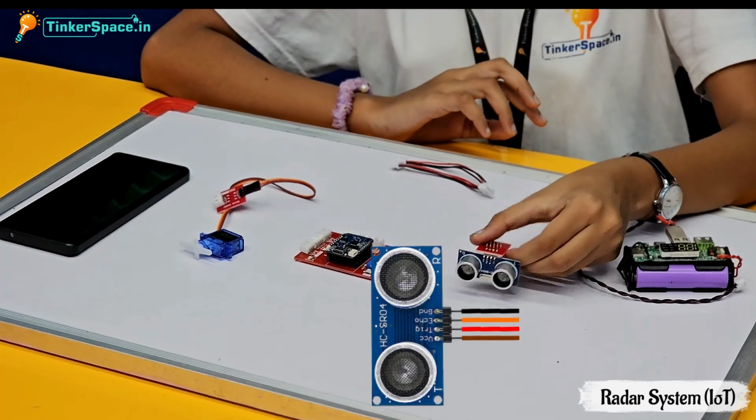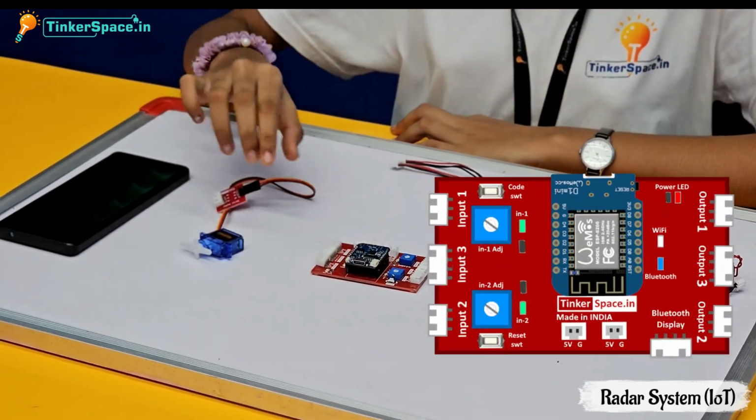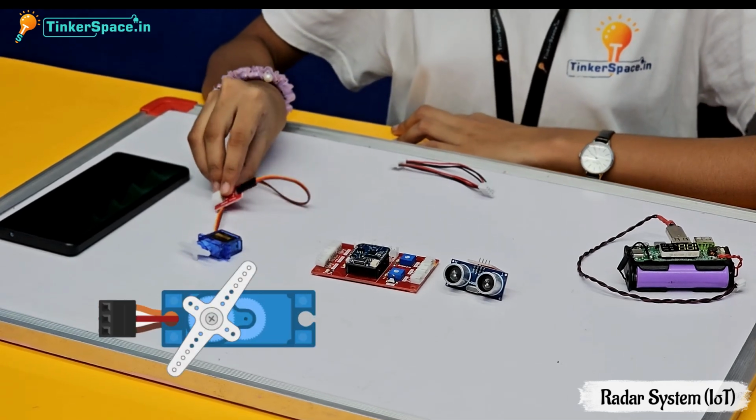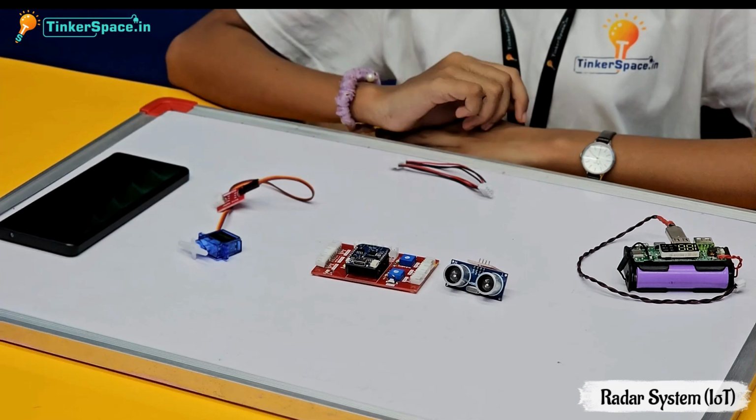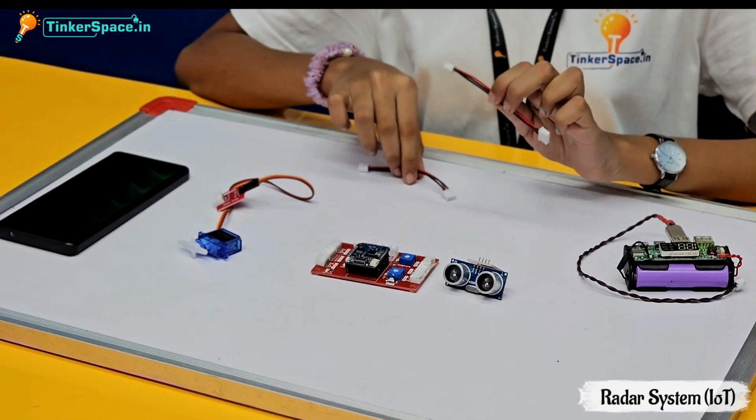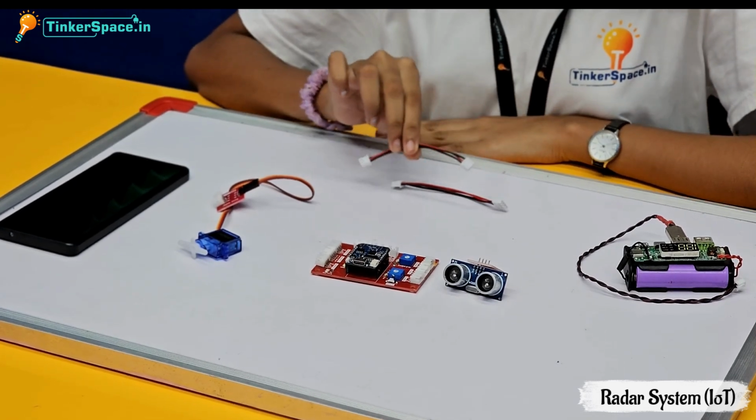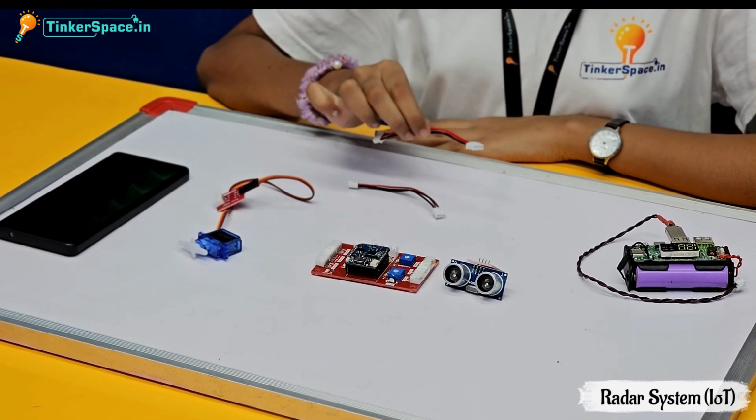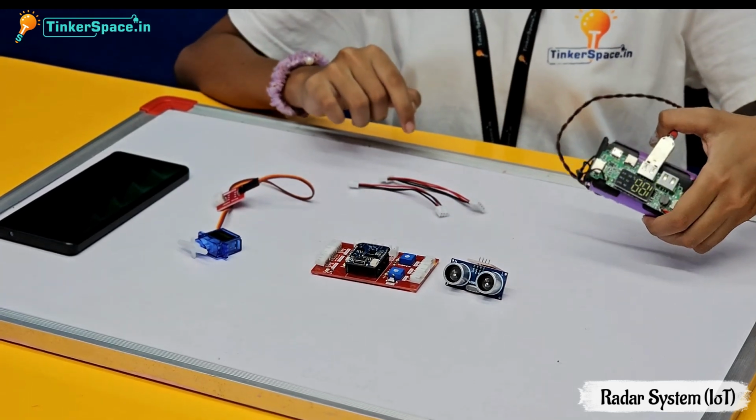Here we have used an ultrasonic sensor as the input, the Thinkerspace brain board, and two outputs, a servo motor and a smartphone. The smartphone is connected to the Thinkerspace brain board through the internet. Here we have used one 3-pin connecting wire and one 4-pin connecting wire. We use the 3-pin connecting wire for the servo motor and the 4-pin connecting wire for the ultrasonic sensor, and here we use the power supply.